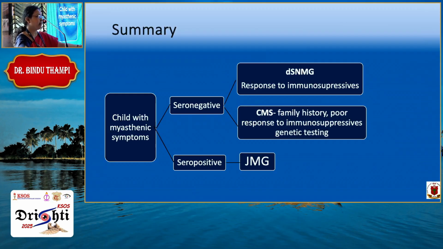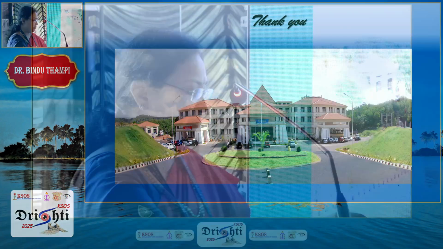So any child with myasthenic symptoms, after doing all the necessary investigations, serology has to be done. If it is seropositive, there is no doubt in diagnosis, it is juvenile myasthenia. But when it is seronegative, there is a doubt whether it is a double seronegative myasthenia or a congenital myasthenia. So we have to differentiate between the two, as the treatment options are different. And if the diagnosis of myasthenia is missed, the child can go on to generalized myasthenia and have respiratory complications which can be life-threatening. Thank you.